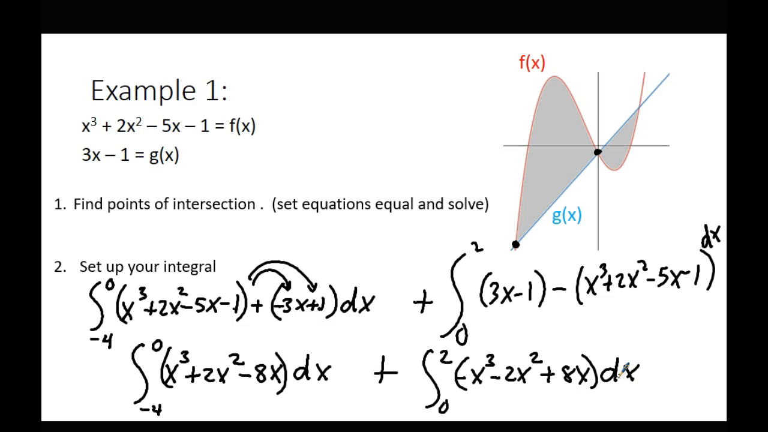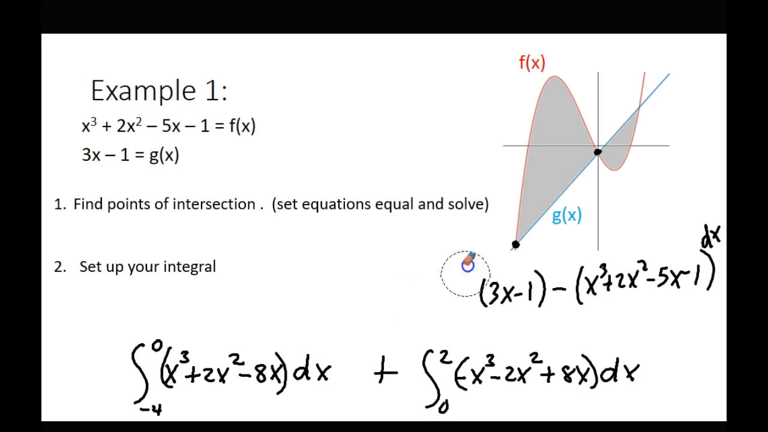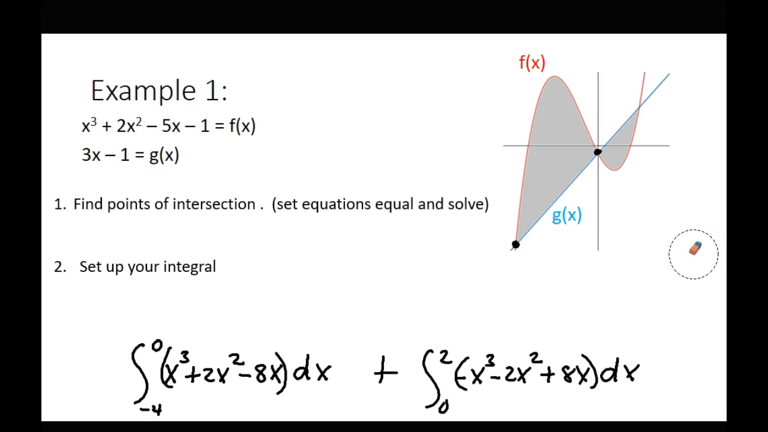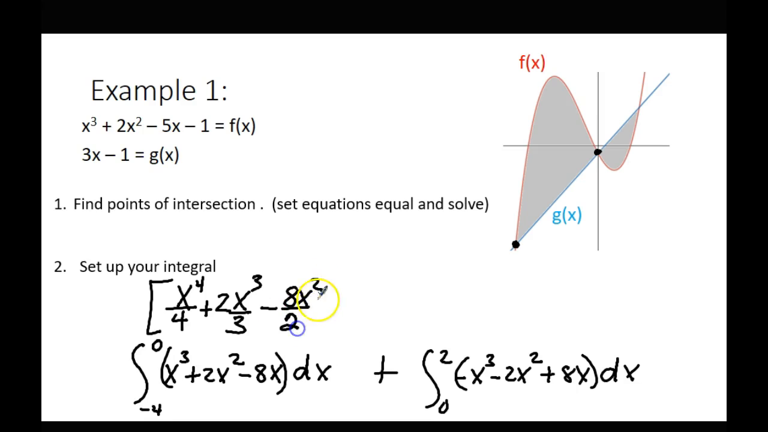So I'll erase this top one here so I have a little more space. Okay, so let's integrate here. If you integrate x cubed, you're going to add 1 to the power and divide by that value. If you integrate 2x squared, you're going to add 1 to the power and divide by that value, and so on. And that's from negative 4 to 0.